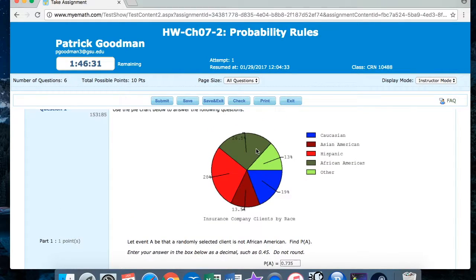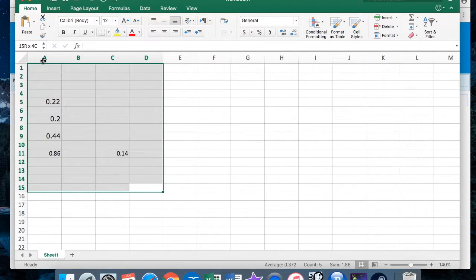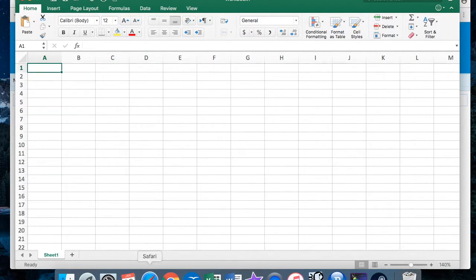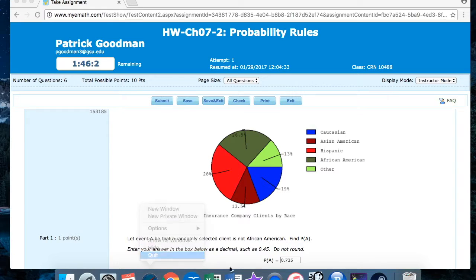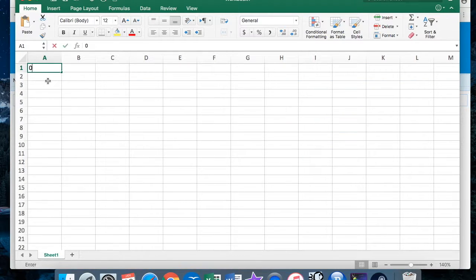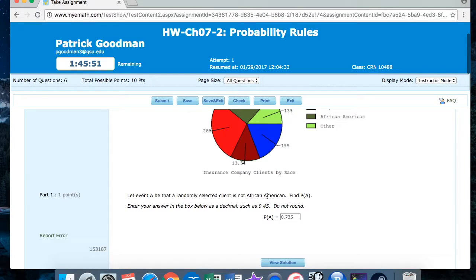Okay, so we see that the probability of selecting just one person who is African American is 26.5%. So we want A to be the probability that this does not happen. Okay, so now this becomes slightly more tricky. Okay, oh, dang it, didn't mean to click that. Okay, so we say that 26.5% is the probability of selecting African American. So let's throw that into Excel. So it would be 0.265. This would be 26.5%. And that would be the probability of selecting African American.